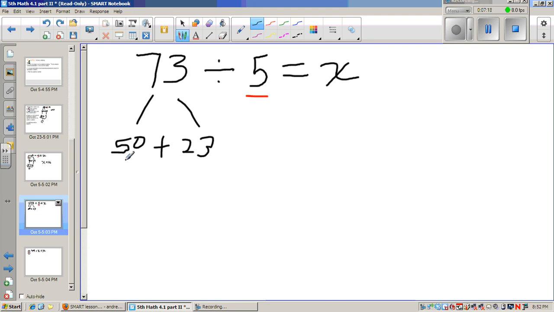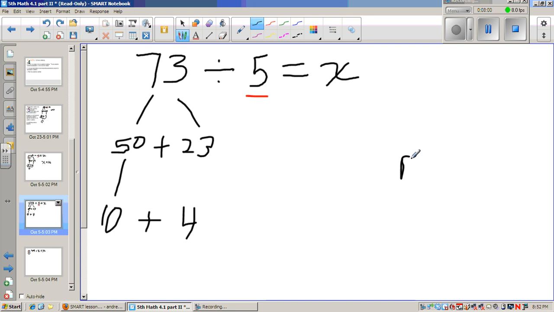And I know that 50 divided by 5, this is my second step, 50 divided by 5 is 10. And I'm going to add that to whatever 23 divided by 5 is. Now, 23 divided by 5, I know my 5's facts, and there's nothing times 5 equals 23. The closest I can get is 4 times 5, which is 20. So I'm going to put the 4 down here. That only adds up to 20. So what's the difference between 20 and 23? That's 3.